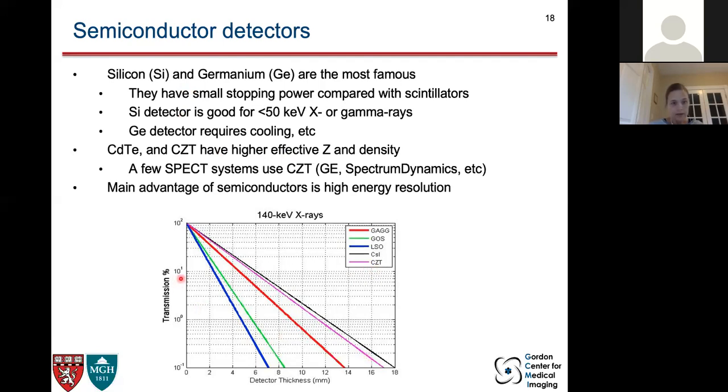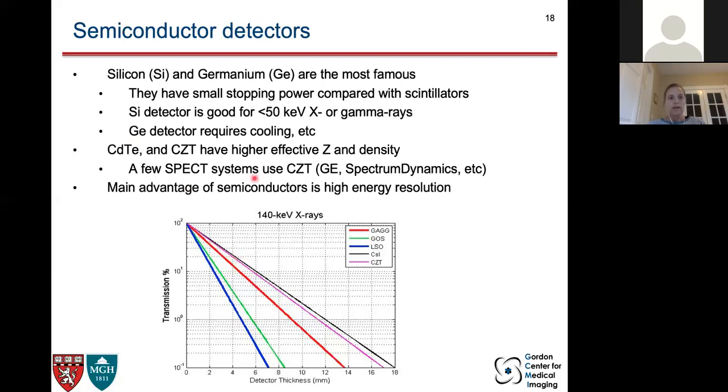So if the transmission is 10%, meaning that 90% is stopped within the detector material, for LSO, for example, we only need a little bit more than 2 millimeters to achieve this. But to achieve the same detection efficiency for cadmium zinc telluride, CZT, we would need almost 7 millimeters. So you can see that that is a drawback of the semiconductor detectors, that we need a lot more detector material. And we also know that they are very expensive to fabricate and hard to make in large sizes.